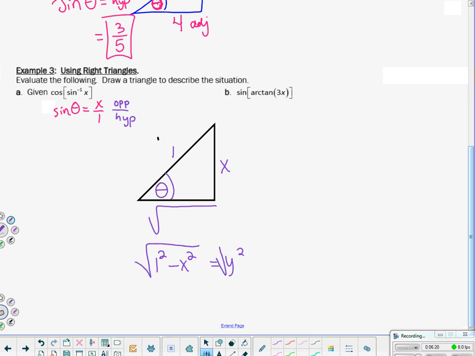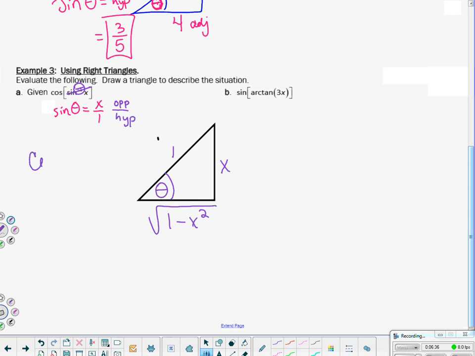And then square root. So we can get down to just what that other side is. Oh, it's square root of 1 minus x squared. Okay. So now I found the adjacent side as well. So I have my triangle completely filled in. The answer to this solution is some angle.